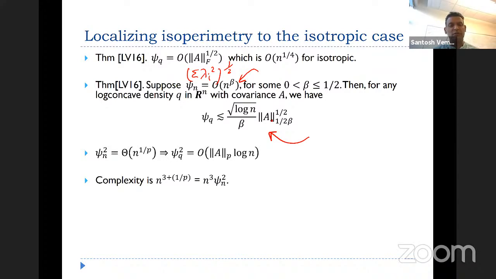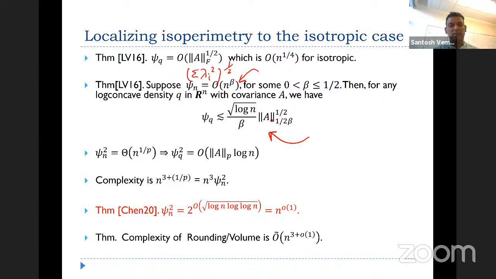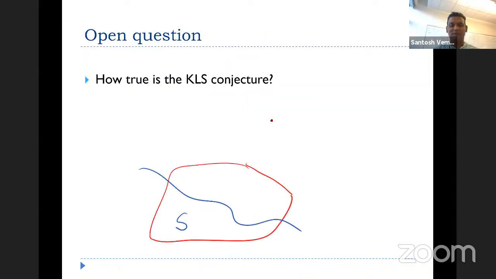Okay, so this is the conclusion. The complexity is therefore n cubed psi n squared, using Chen's exciting subpolynomial bound. We get that the complexity of rounding and volume, just as a corollary, is now n to the 3 plus little o(1). I'll stop here with a couple of quick open questions for you. It continues to be very interesting to determine how true the KLS conjecture is. It may not affect the volume complexity so much at this point, but chances are that any improvements will give us some very nice techniques and understanding.